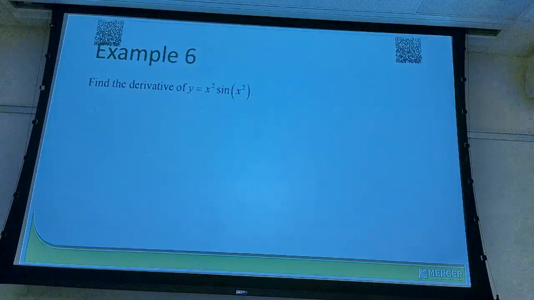What kind of function are we dealing with? So what does the product rule say? Derivative of first times second, plus derivative of second times first. What is the first function? x squared. What is its derivative? 2x.